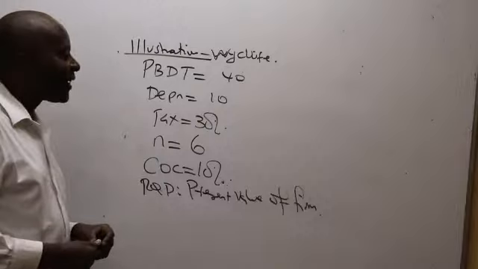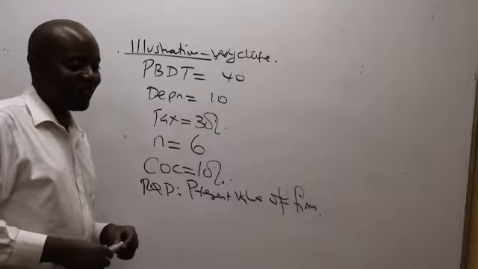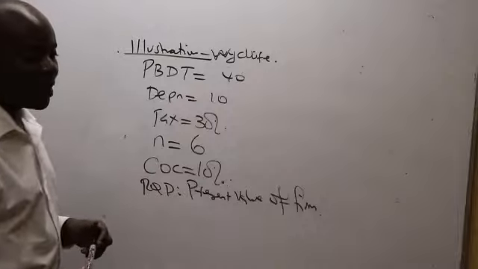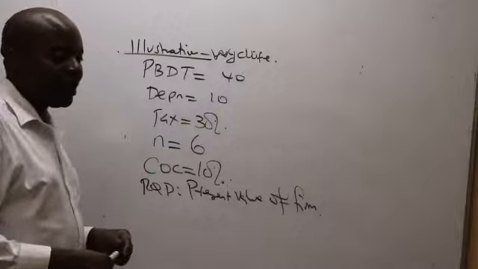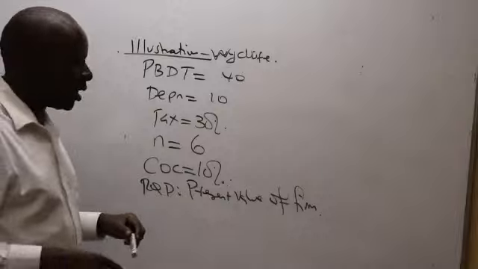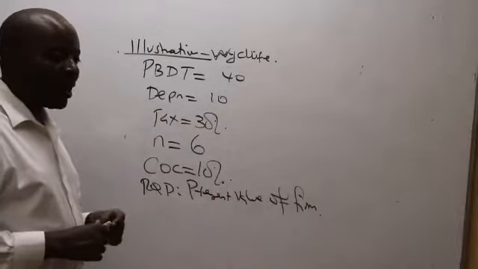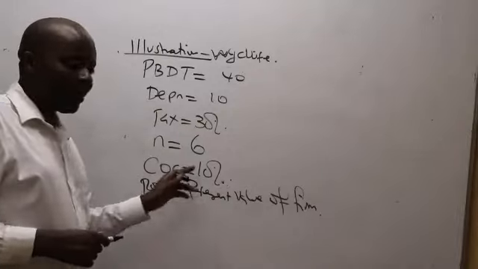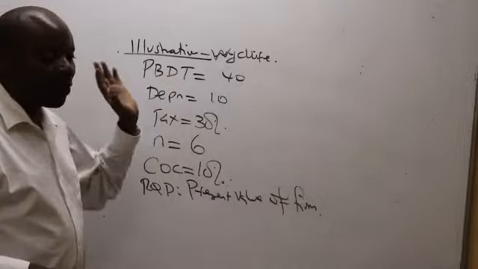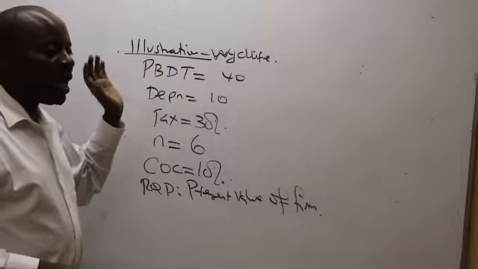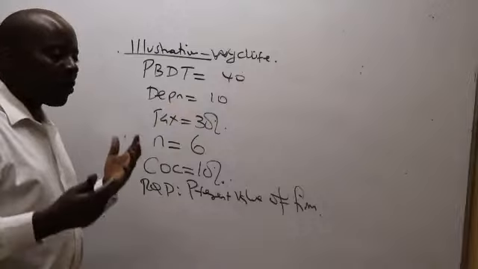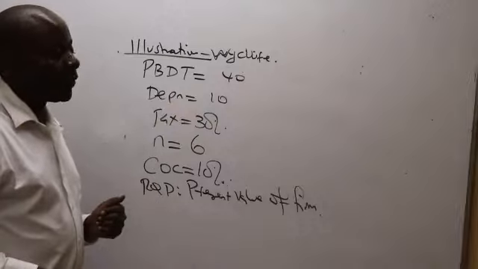This firm that Wycliffe wants to buy is going to give him an income of 40 every year. Depreciation is 10. Tax is 30%. This special project will be with him for 6 years. And then we have cost of capital here, which is 10%, ladies and gentlemen. So then what do we do? Remember, we don't discount cash flow, or we don't discount profits. Whenever you are given profits, you must get a way of changing profits to cash flows.